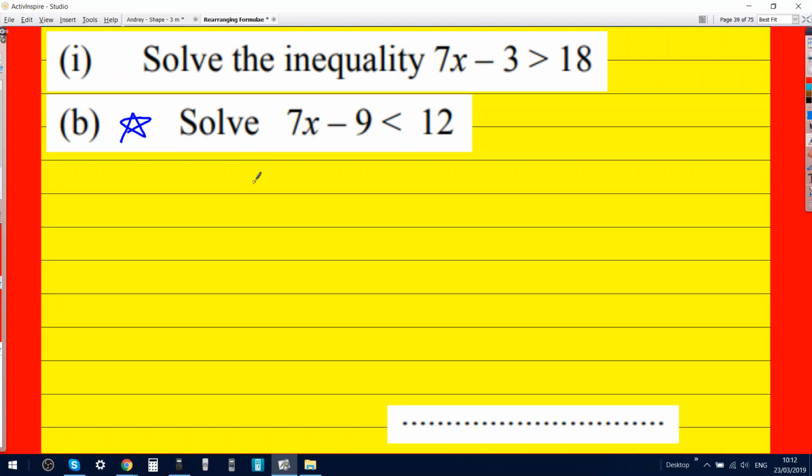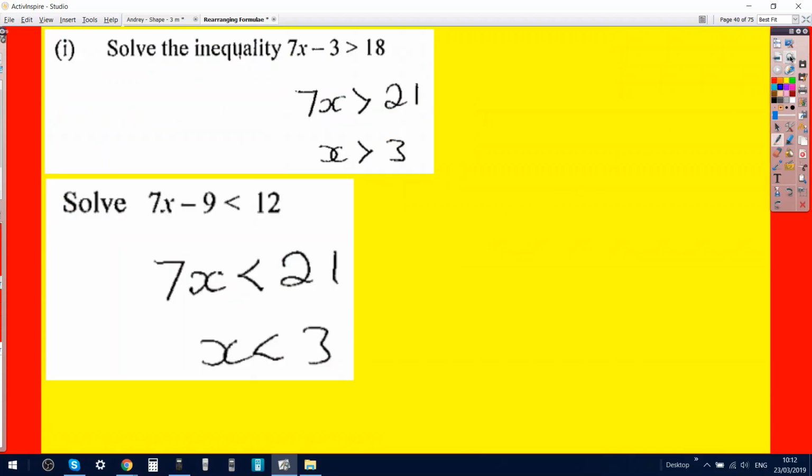Okay. So you would add the 9 onto 12, so that would be 7x is less than 21. Less than 21, sorry. That's probably what we need to do as well. I need to know the less than, greater than, because I keep getting confused. And then, so 21 divided by 7 is 3. So x is less than 3.